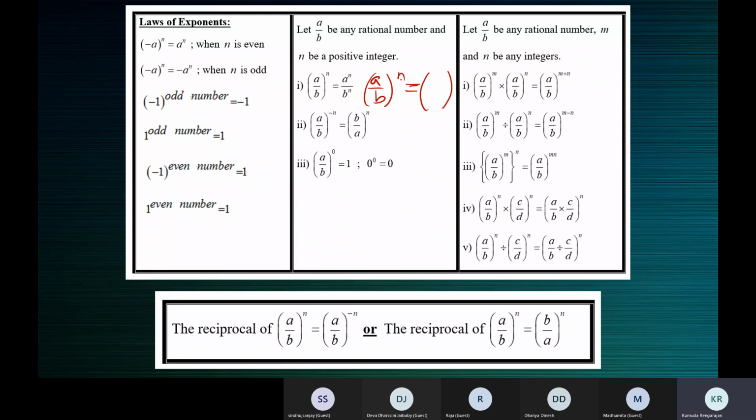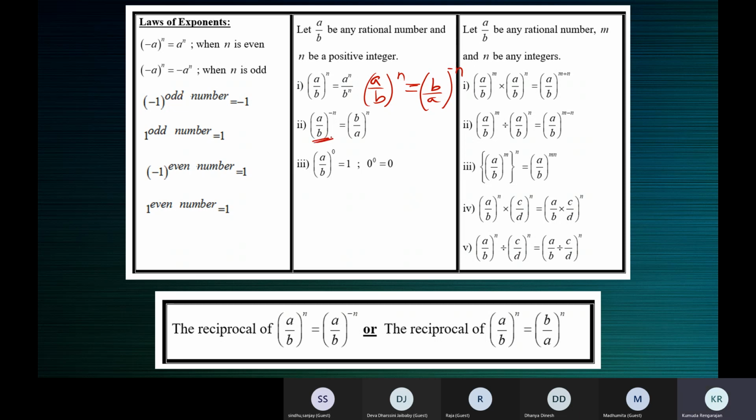So the equivalent of this expression, A by B to the power n, is: take the reciprocal of the base. There are two components, base and power. Take the reciprocal of the base. Take the negative of the power. Plus n becomes minus n. So A by B to the power n is the same as B by A to the power minus n.